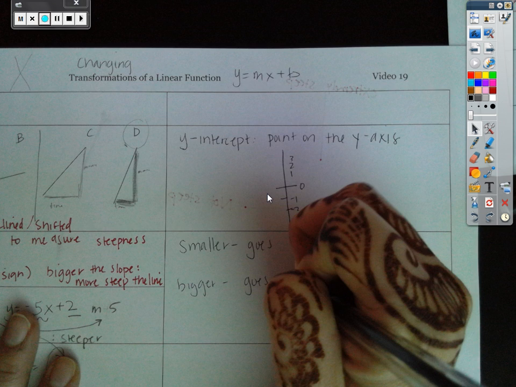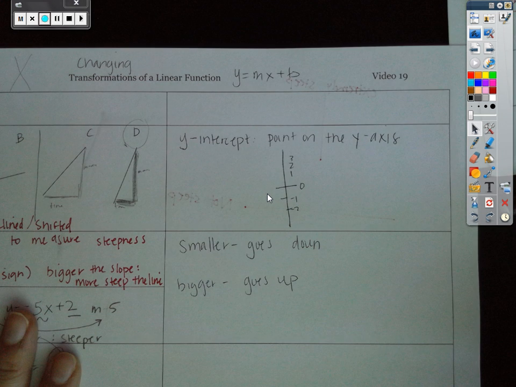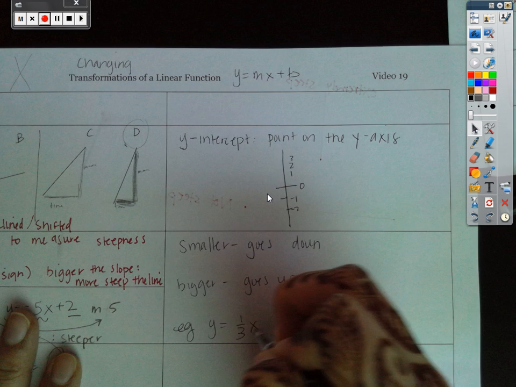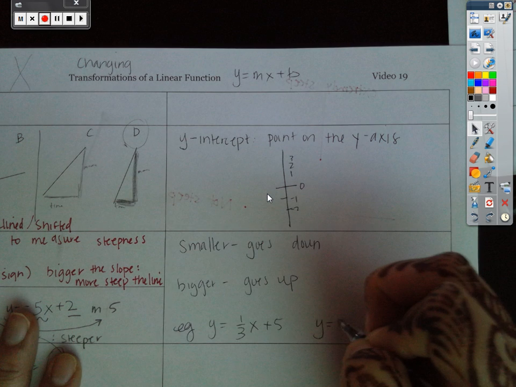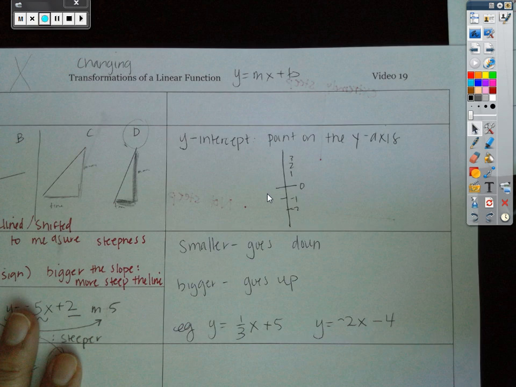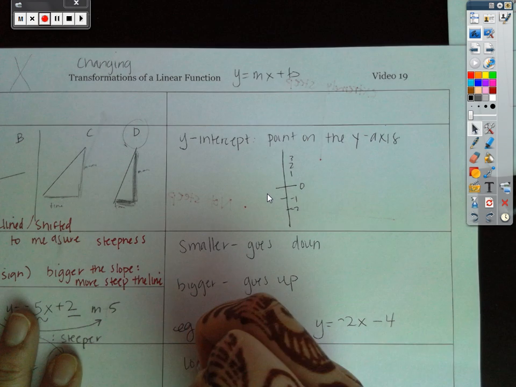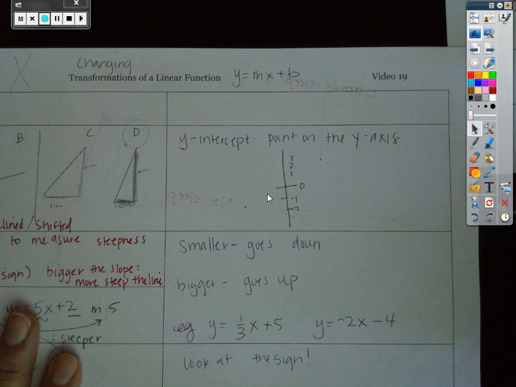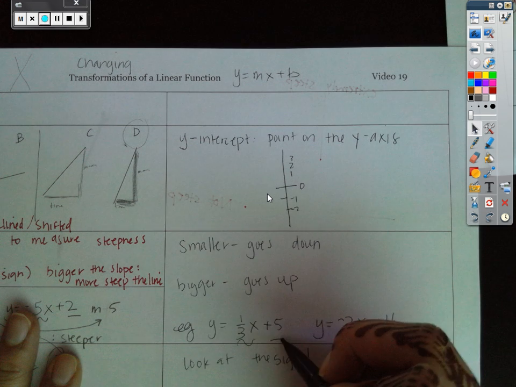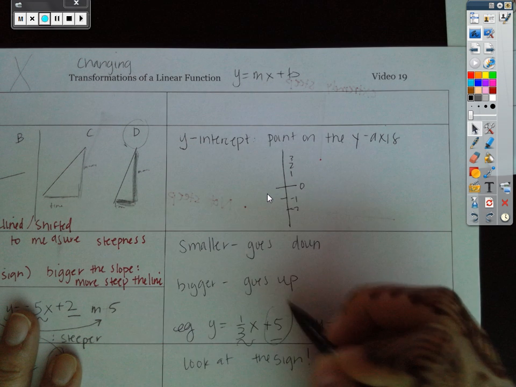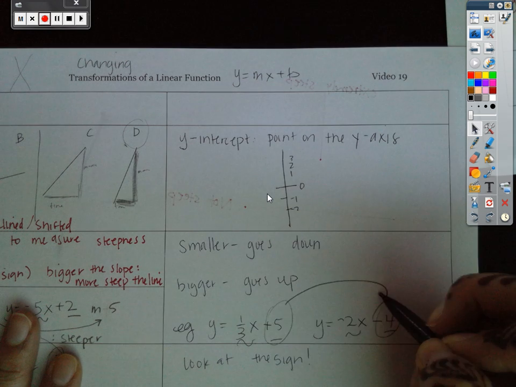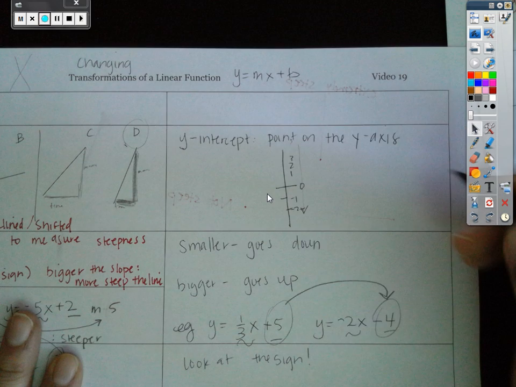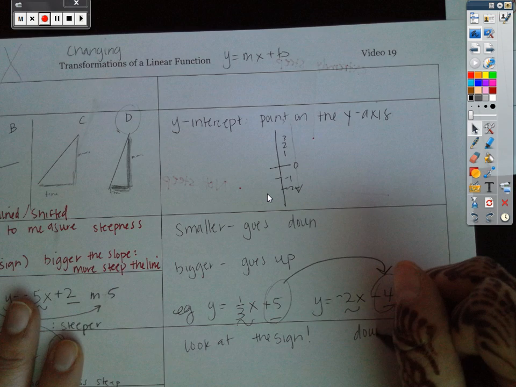So whatever the y-intercept is, let's do this example. Y equals 1/3 x plus 5. Y equals -2x minus 4. You do look at the sign. So I squiggly, underline, squiggly, underline. I'm looking at the ones I underline. So from 5 to -4, you're at 5 up here, and you go down to -4. That would be going down. That would be shifting down.